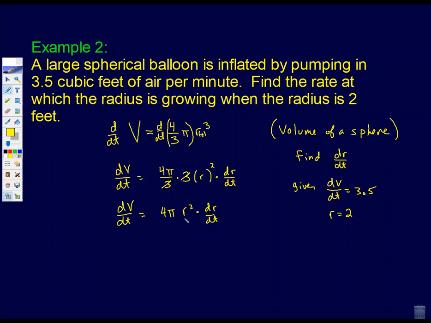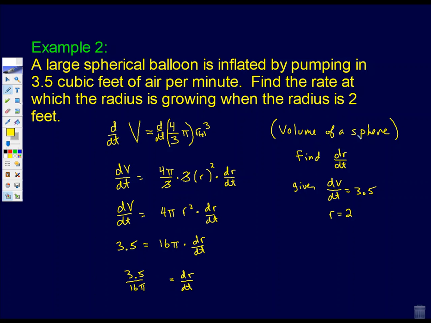Now let's remember what we were asked to find. We were asked to find dr/dt given the volume's rate is 3.5 and the radius is 2. So we're going to put 3.5 over here on the left side. The radius is 2, so 2 squared is 4, and then 4 times this 4 is 16. And then I don't know the rate of change of the radius. That is what we were asked to find. So to solve for dr/dt, we're going to have to divide by 16 pi. So dr/dt is 3.5 divided by the quantity 16 pi.